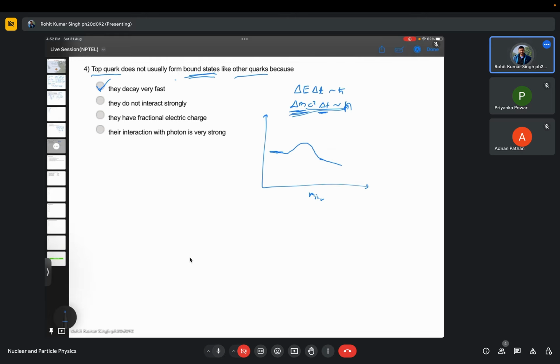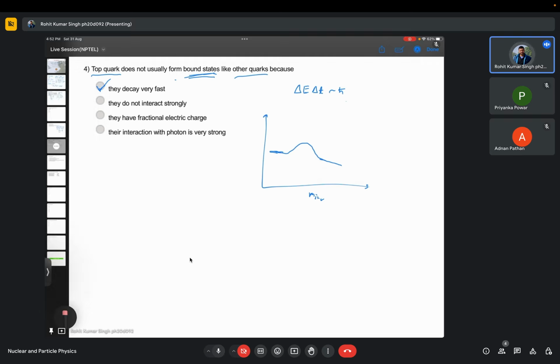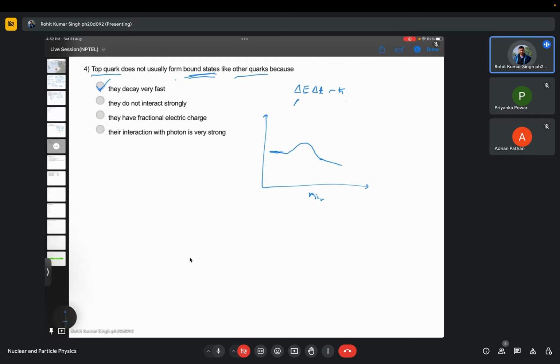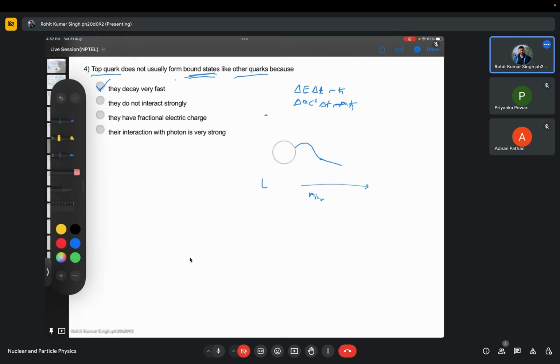But this is only true for first order estimations. You can find a variation of this uncertainty principle in quantum field theory, which will explain more correctly why it happens. But yeah, something to do with this.